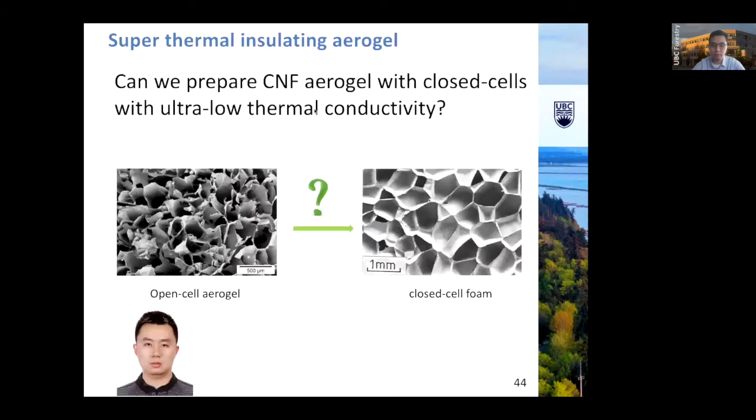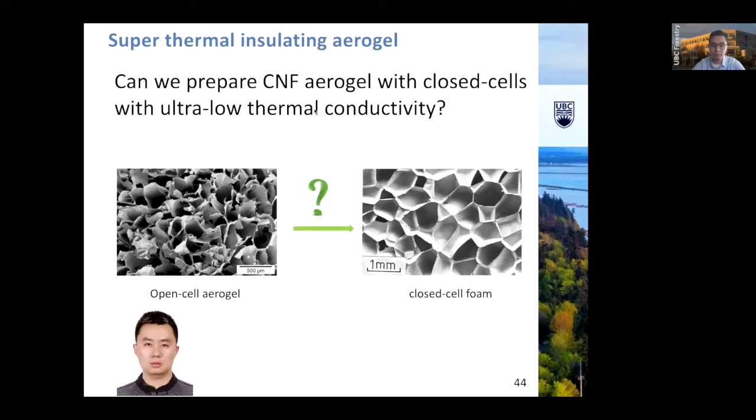Okay, so next one, I'm going to share the thermal insulating aerogel. This was done by Mingyao Song, a master student who recently graduated from the group. Basically, cellulose nanofiber aerogel has been used for thermal insulating materials, but the thermal conductivity is not very low. It's about 20 to 25 milliwatts per meter per Kelvin. So my challenge to the student is whether we can reduce the thermal conductivity.